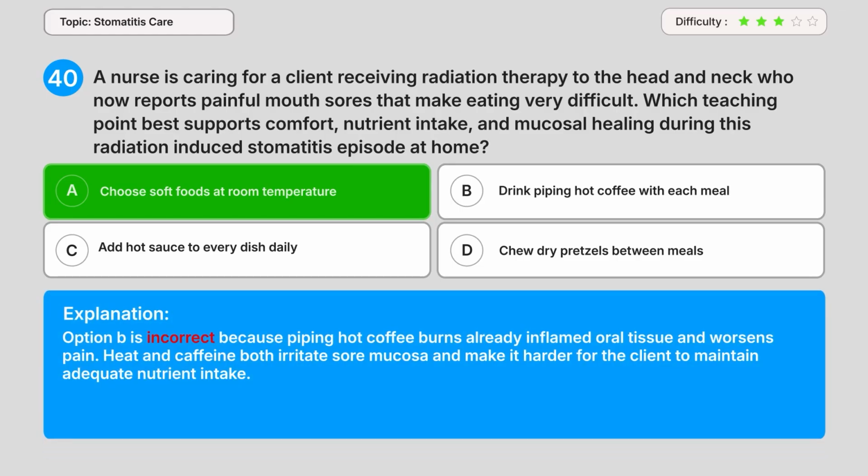Option B is incorrect because piping hot coffee burns already inflamed oral tissue and worsens pain. Heat and caffeine both irritate sore mucosa and make it harder for the client to maintain adequate nutrient intake.